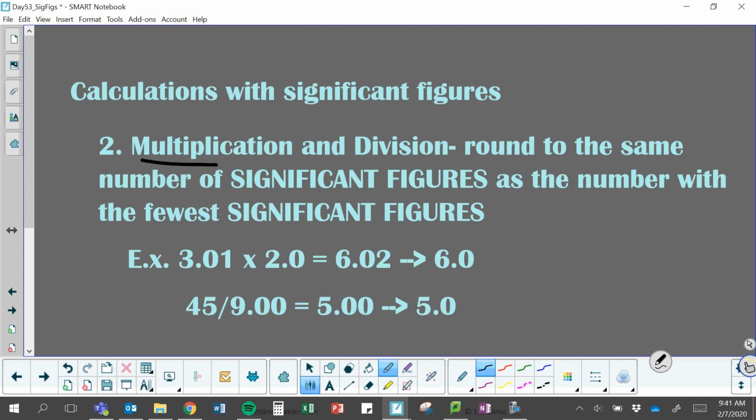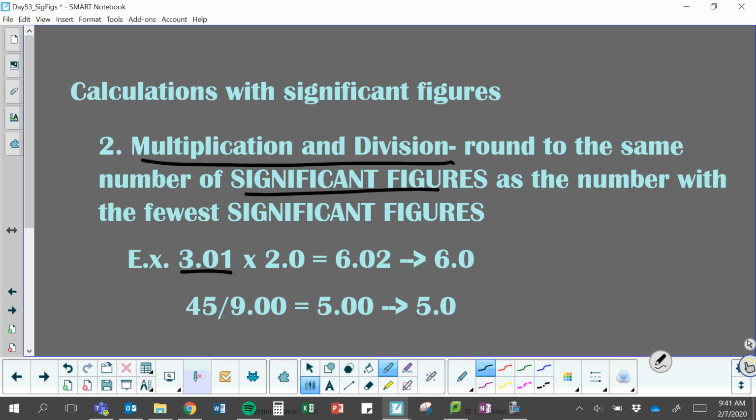Our rule with multiplication and division is different. Instead of looking at the number of decimal points, we're actually looking at the number of significant figures. This is why we are learning about which numbers are significant and not. Okay, so here we look to see which one has the fewest numbers of significant figures.